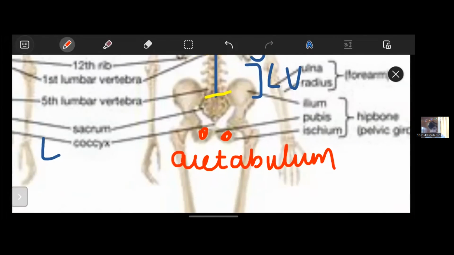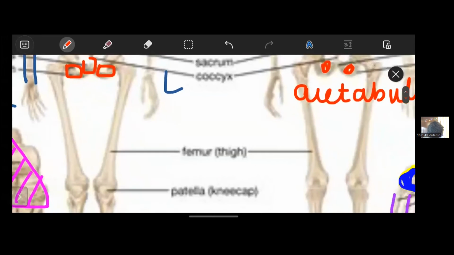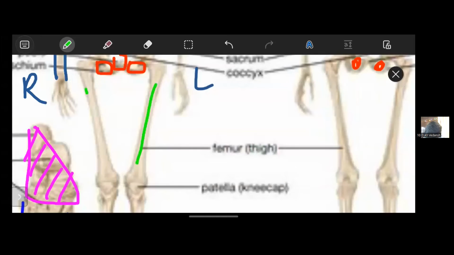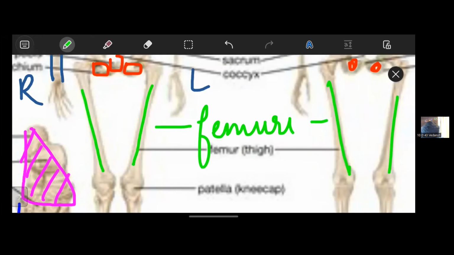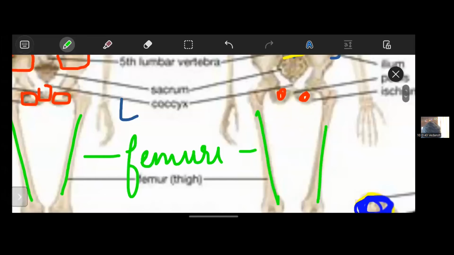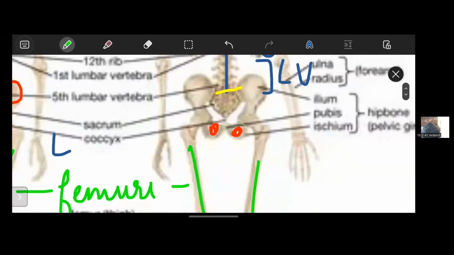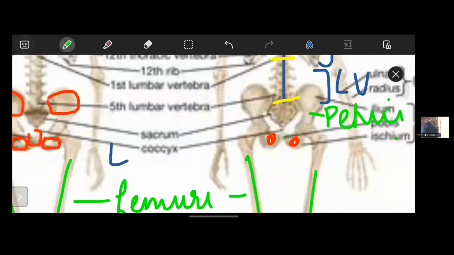Okay. Now, let us move at the downside. So, we have a pair of femurs, this and this. What are femurs? Femurs basically are the longest bones in your body, tried and tested. And one more thing, we have hip bones over here as well. This ilium, pubis, and ischium that I told you over here are parts of the hip bone, and this is the pelvis. So we have this combination of hip bones, and then we have the side ones as pelvis.